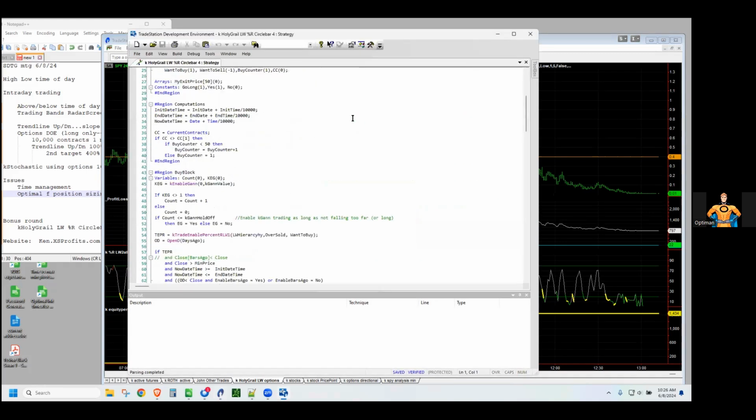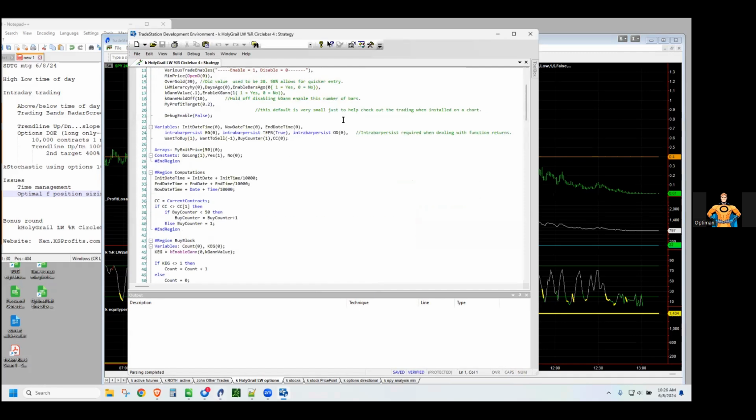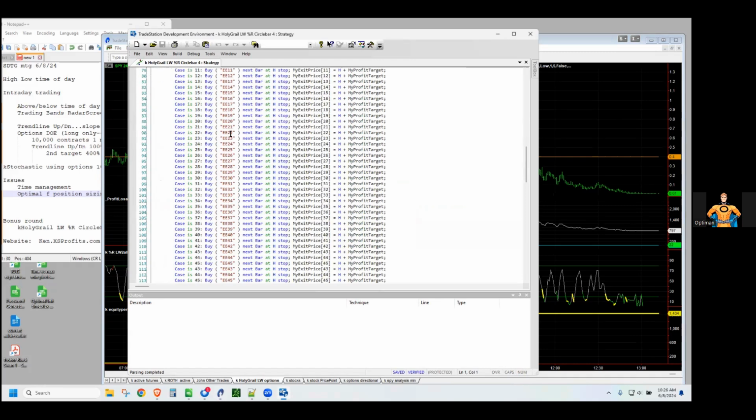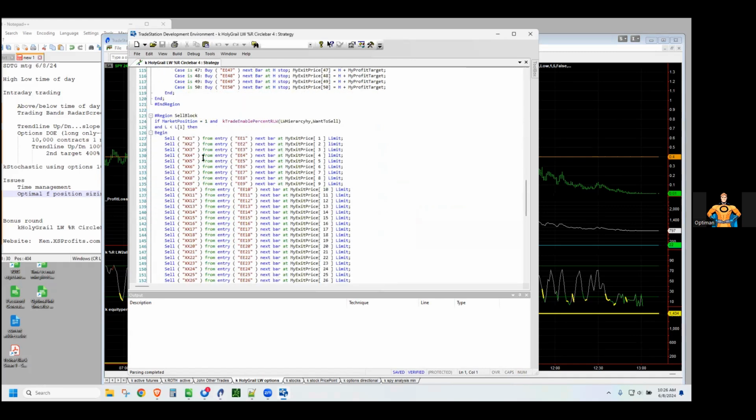So this is the Holy Grail strategy. You enter with a bunch of buys. This is the buy from, and you name the buy signal. So this is EE1, EE2, and so forth, right? And then when you exit, you're exiting from the entry EE1, EE2, EE3, EE4.